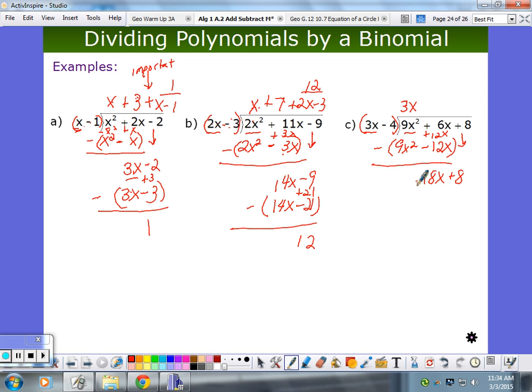3x times what gets me to 18x? 6. Multiply 6 times 3x, and 6 times negative 4. And then I subtract. That becomes a plus 24. I'm subtracting 32. My remainder is plus 32 over 3x minus 4.